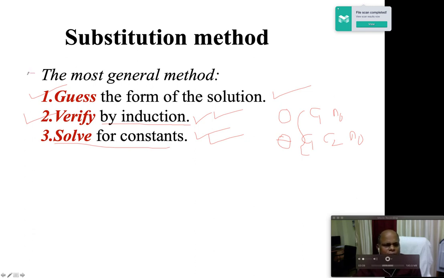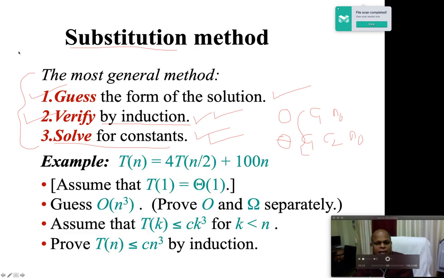Generally, solving a recurrence relation using the substitution method is difficult because you need some kind of expert knowledge. Now let us take an example where a recurrence relation is solved using substitution. Let us consider the recurrence relation T(n) = 4 T(n/2) + 100n. This 100n is your f(n). Assume at the beginning that T(1) is theta of 1, which is equal to a constant unit of time.